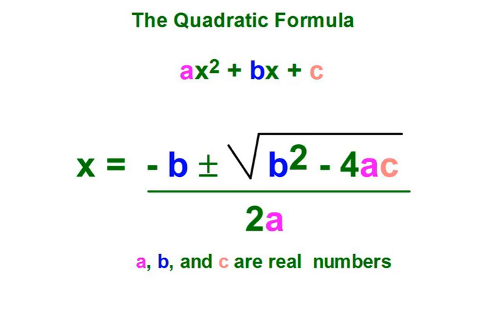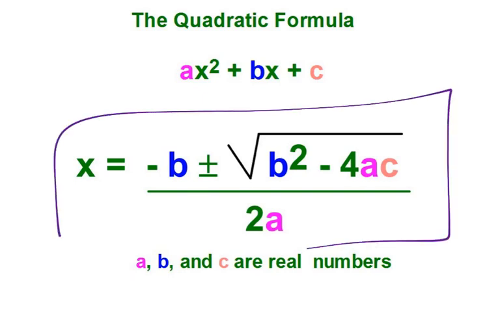This is for Algebra 2, and this is our first day talking about the quadratic formula where we focus on the discriminant. The quadratic formula is negative b plus or minus the square root of b squared minus 4ac all over 2a. Quadratic formula is used to solve quadratic equations.